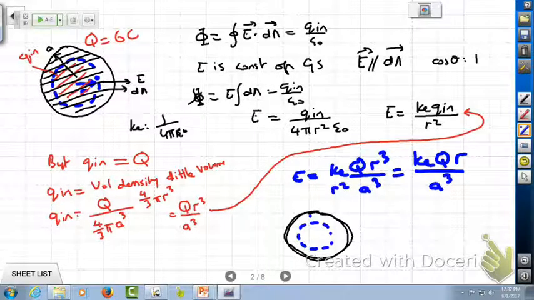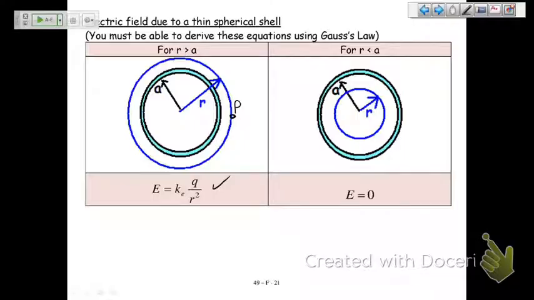Because there's no charge inside the shell. It's like an eggshell. There's no shell inside the egg. It's all on the outside of the egg. So my Q in is zero, so the answer goes to zero. But it's the same setup. The big Q is on the outside, but the big Q does not equal little q. Little q equals zero in this case.